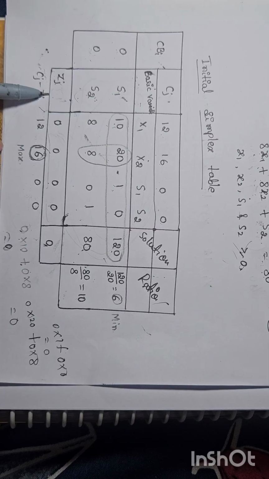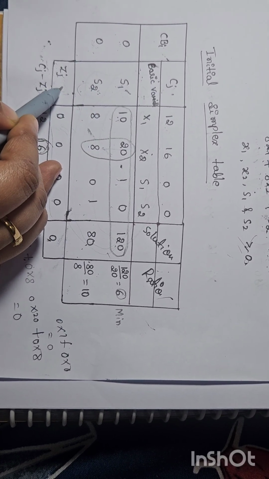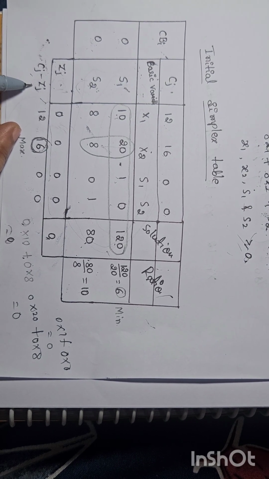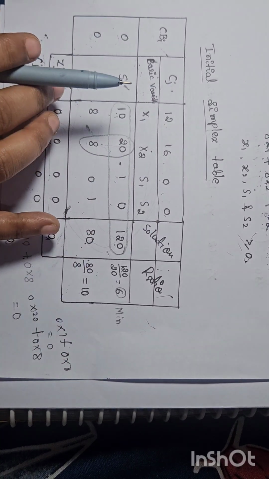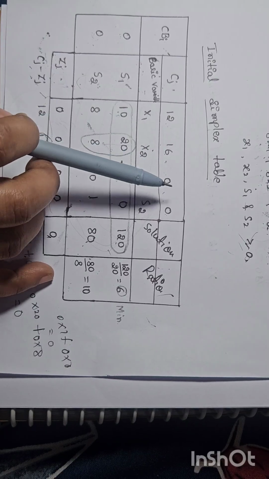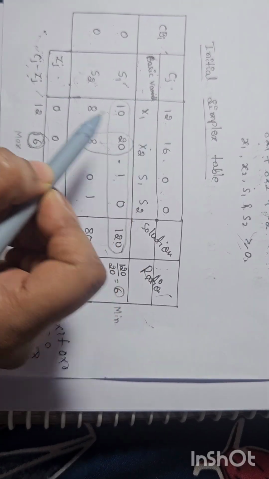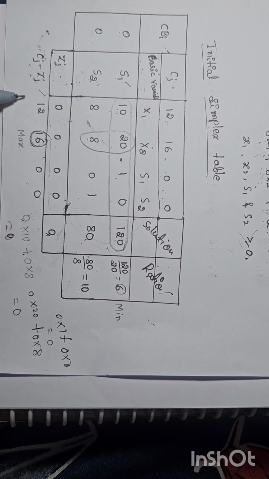After finding Zj, now we need to compare Cj and Zj. The formula is Cj minus Zj. Cj is the coefficient of the objective function, that is 12, 16, 0, 0. Zj values are 0, 0, 0, 0. Compare the values and you will get Cj minus Zj. See, 12 minus 0, 12. 16 minus 0, 16. 0 minus 0 is 0. 0 minus 0 is 0. This is the Cj minus Zj we are getting.